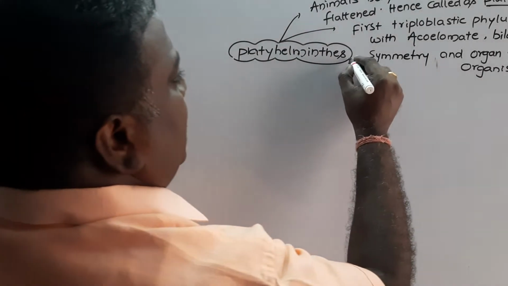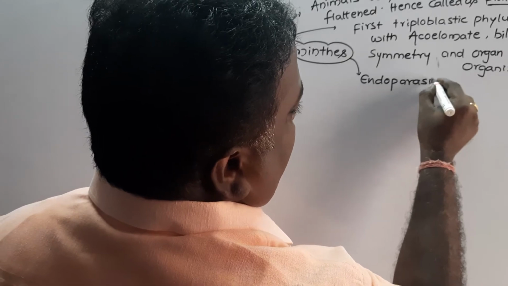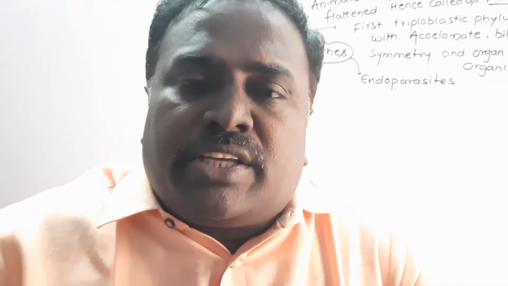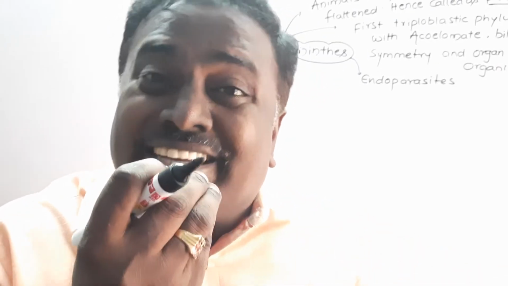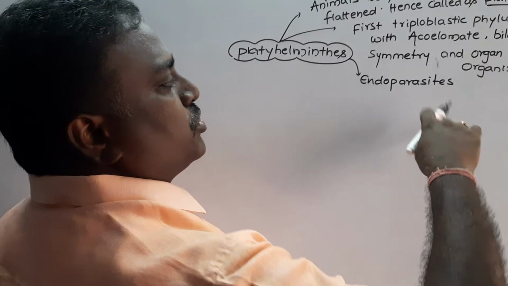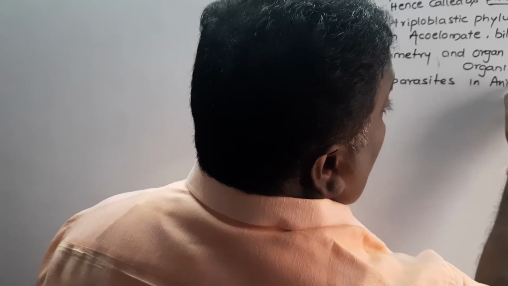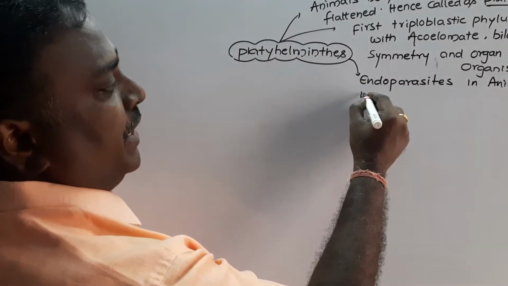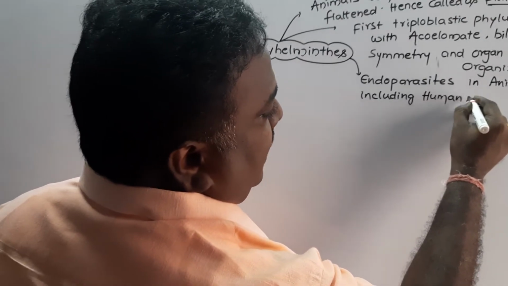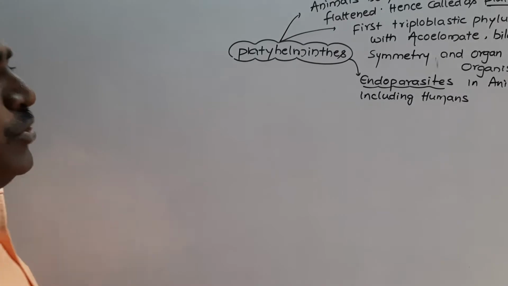And most of these Platyhelminthes are endoparasites. What are endoparasites? Those parasites that live inside the host body, or inside the other animal's body, for their shelter and nutrients. That is what we call endoparasites. The parasites living inside the host body are called endoparasites. These are endoparasites in animals, including humans. This is the most important bit.